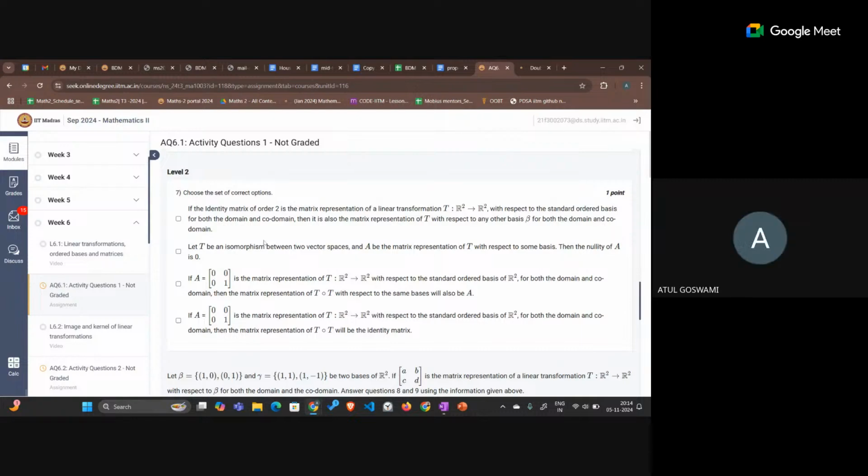If the identity matrix of order 2 is the matrix representation of the linear transformation R2 to R2 with respect to the standard ordered basis for both the domain and codomain. So what do you mean by this ordered basis? Do you know? So for R2, the standard basis is (1,0) and (0,1). These are the vectors for R2, the standard ordered basis.